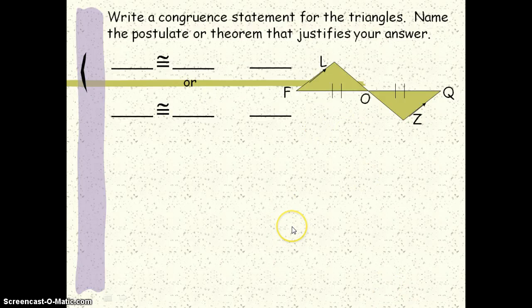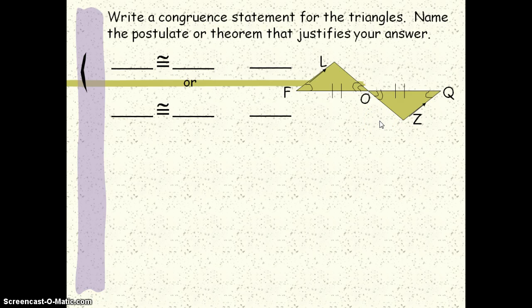Write a congruent statement for the triangles and name the postulate or theorem that justifies your answer. Well, right now, looking at these two triangles, I only have one piece of information marked. So let's mark some more information. Using my parallel lines, I know the alternate interior angles are congruent. So here's a parallel line, FL, and ZQ is a parallel line. My transversal is FQ. These are our alternate interior angles because they're on opposite sides of the transversal and on the inside of the parallel lines.